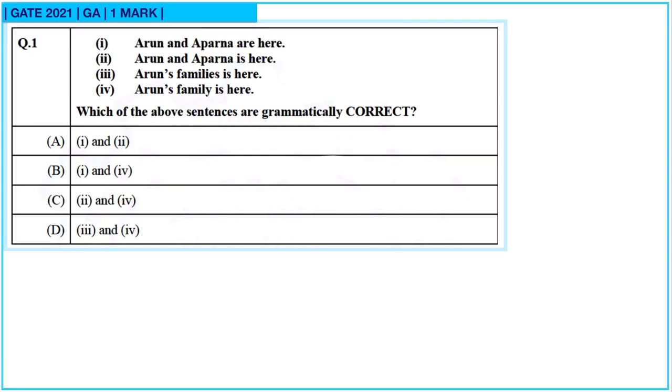Question 1. Arun and Aparna are here. Arun and Aparna is here. Arun's family is here. Arun's family is here. Which of the above sentences are grammatically correct?